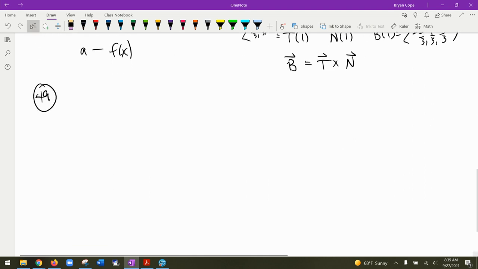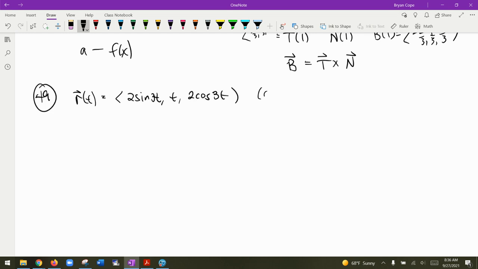Okay, and then 49 is our last problem. It asks to find the equation of the normal plane and the osculating plane of the curve at the given point. So 49 gives us a vector function 2 sine 3t, t, and 2 cosine 3t at the point 0, pi, negative 2. So clearly t equals pi. That's what we're interested in. Okay, equation of the normal plane.